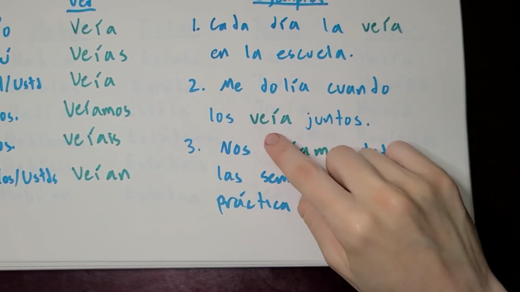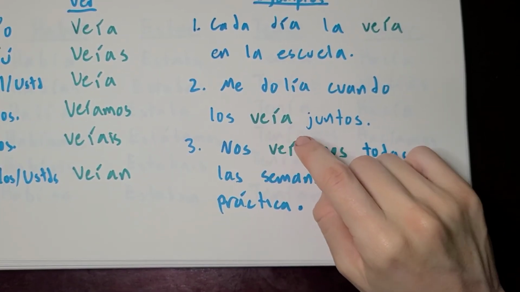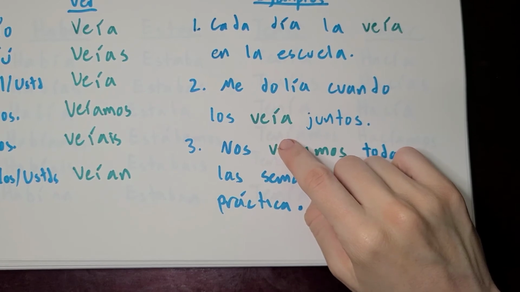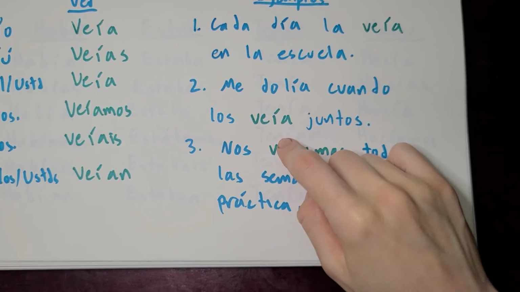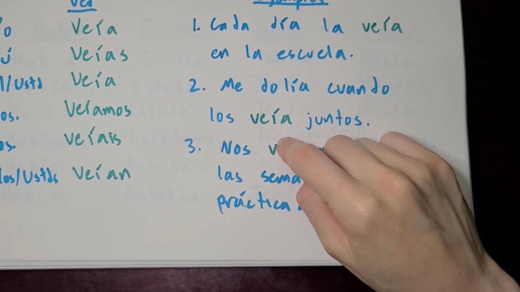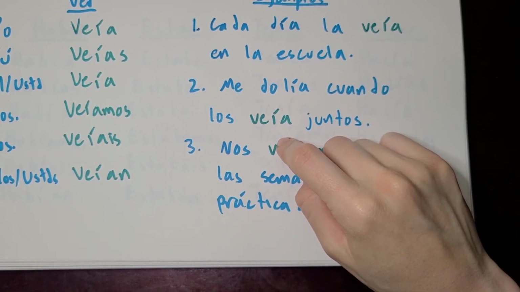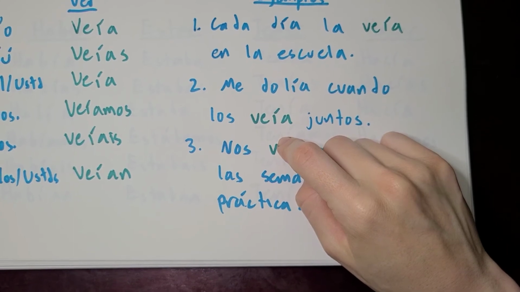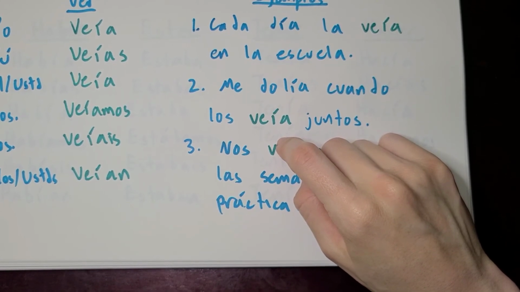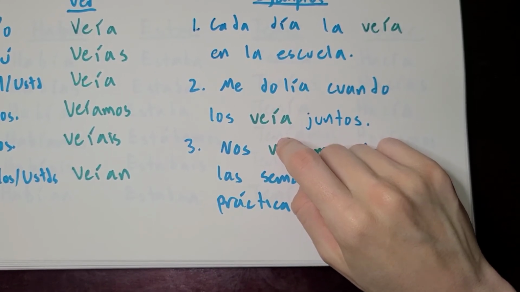And because this is in the imperfect tense, you know that the speaker saw them together multiple times. It's not just, oh, like I saw them together last night and it hurt me. No, maybe this is at school, maybe this is at work, maybe this is in some kind of shared social group. It hurt me when I used to see them together, which happened many times.